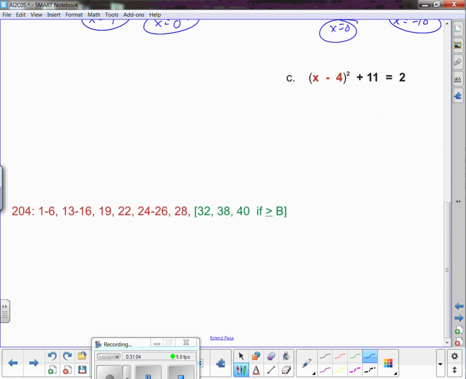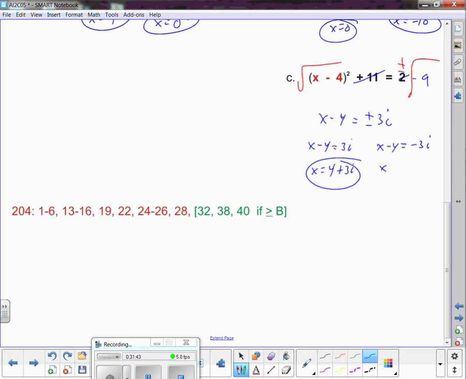Okay, I should have hustled in my last example. Hey, just watch this one. Don't write unless you're a quick writer. Hopefully you agree that's a negative 9. Square root of both sides, plus or minus. X minus 4 equals plus or minus 3i. Yes? All right, so watch how you finish. X minus 4 equals 3i. X minus 4 equals negative 3i. Proper form is to put the regular number in front. So this is 4 plus 3i. And this is 4 minus 3i.